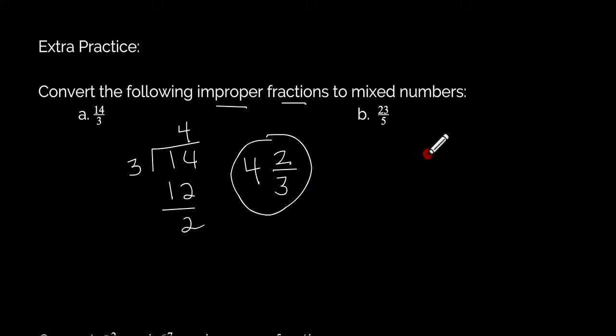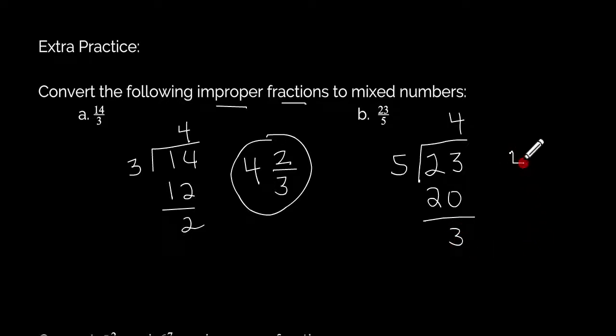All right, you should have done this one too. Hopefully you could read that one. It's a little tough. So 23 divided by 5. 5 goes into 23 4 times. 4 times 5 is 20. We get a remainder of 3. So our answer is 4 and 3, remember remainder over divisor, 5ths.